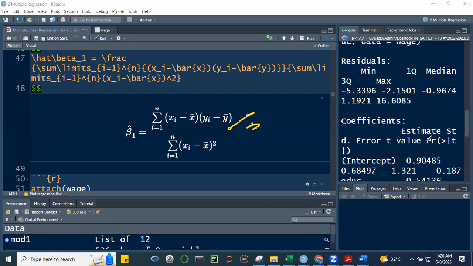My digital pad is not working. Okay, I hope you can understand my handwriting here. Divided by n minus 1.